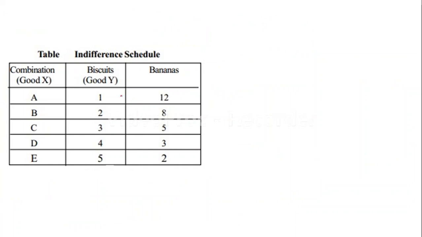So here you will understand it by combination A. Sorry, this is the combination, and this is good X, or biscuits, and this is good Y, bananas. In combination A, the consumer is getting 1 biscuit and 12 bananas. Yes, he will derive some level of satisfaction. And he can choose any one combination here.